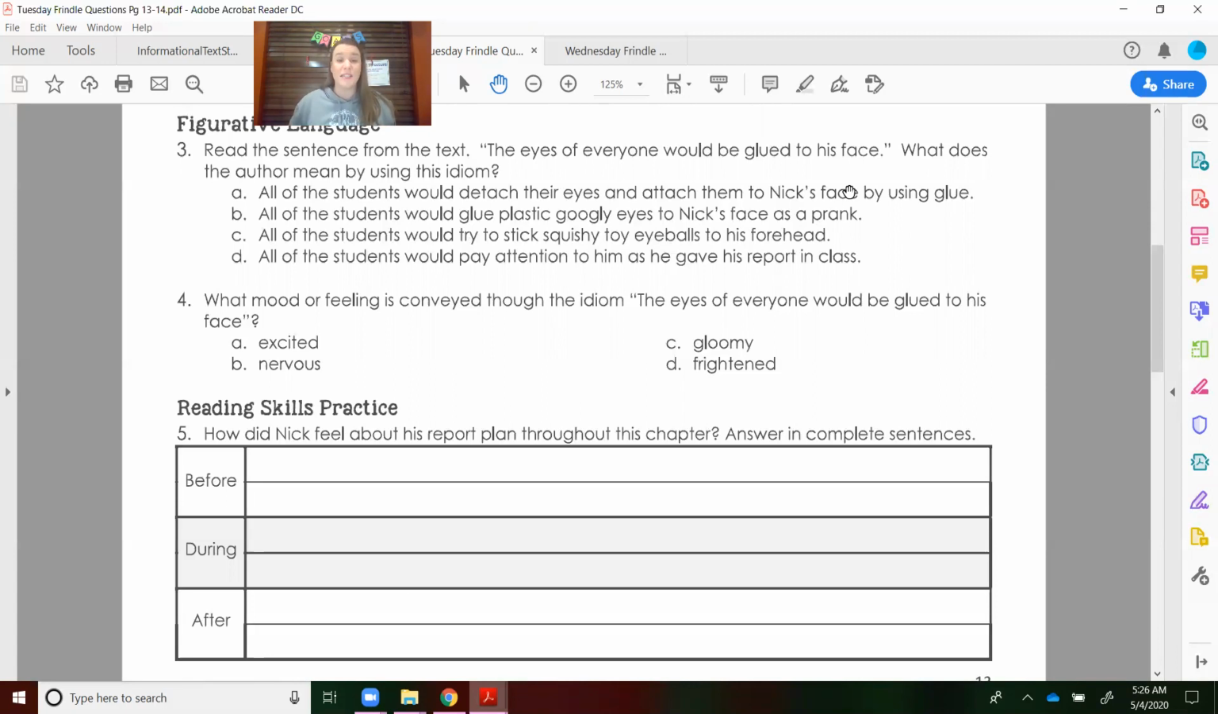C, all students would stick squishy toy eyeballs to his forehead. Again, they didn't say anything about squishy toy eyeballs, doing a prank. No, he was actually saying that everyone would have their eyes glued to him. That was actually on the first page of this chapter. And it was D, all students would pay attention to him as he gave his class report.